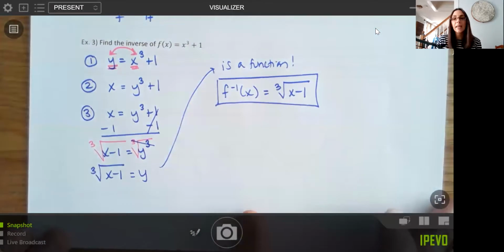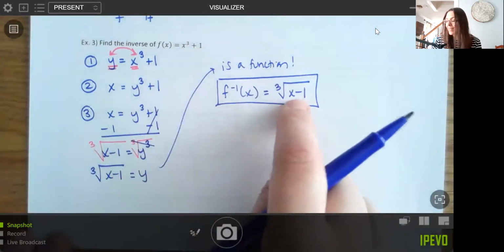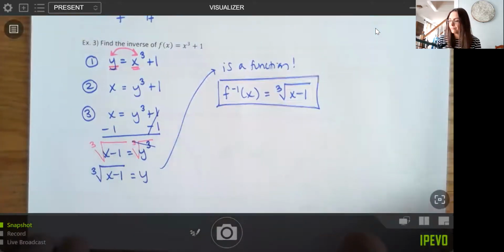Okay. And again, just look at the two problems. Here you're cubing and you're adding. Here you're subtracting and you're taking a cube root. So you have total opposite operations there.